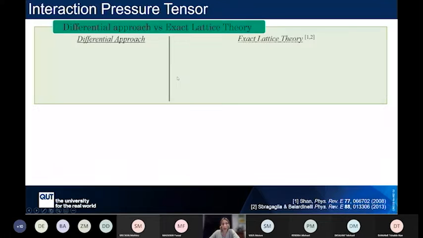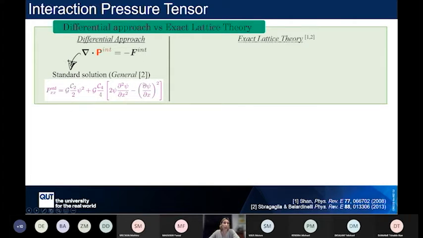There are two different ways of calculating this parameter. One is a differential approach, one is the exact lattice theory. What we have is the gradient of the pressure, which equals the force term, basically. That's fine. And from there, the literature has demonstrated that there's a standard solution that allows us to retrieve the continuum solution, the continuum macroscopic pressure tensor. That's only one of the components of the tensor that is represented at the continuum level. So we have this solution, we know that it exists.